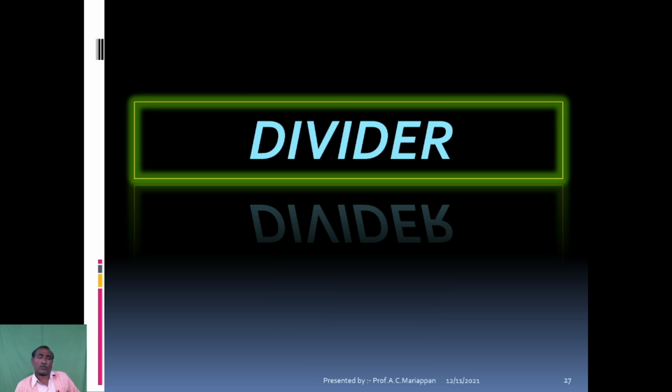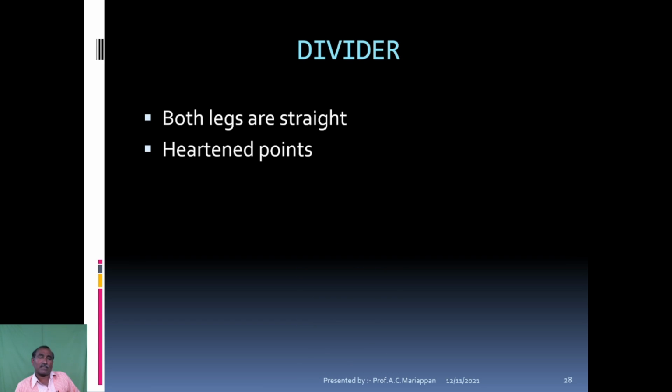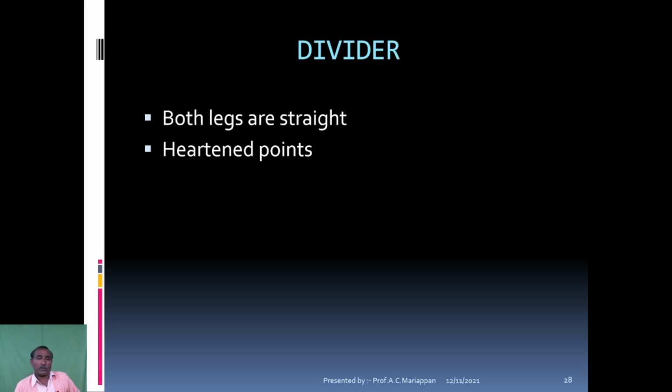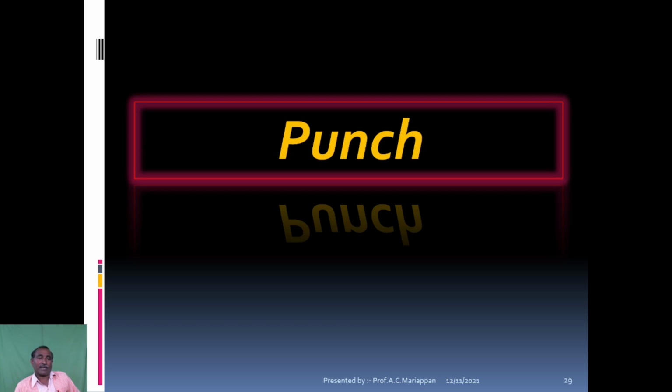Then the divider is also a measuring device, used indirectly. That's why the divider is considered an indirect measuring device. Both legs are straight with hardened points. The main function of the divider is to divide a dimension into equal parts, or to equally break the length into our desired dimensions. That is the function of the divider.